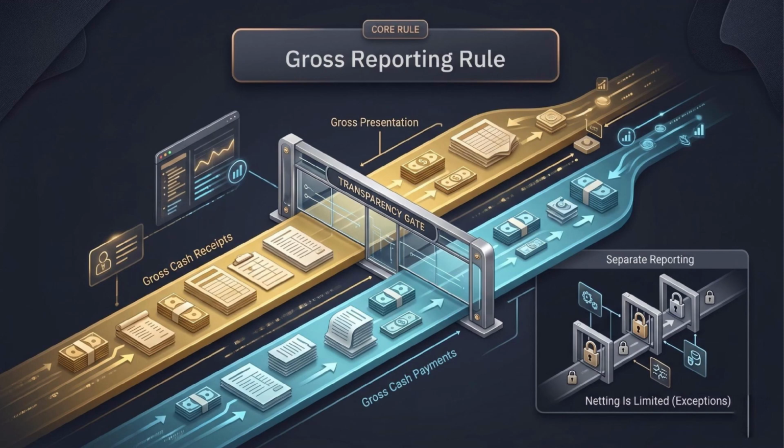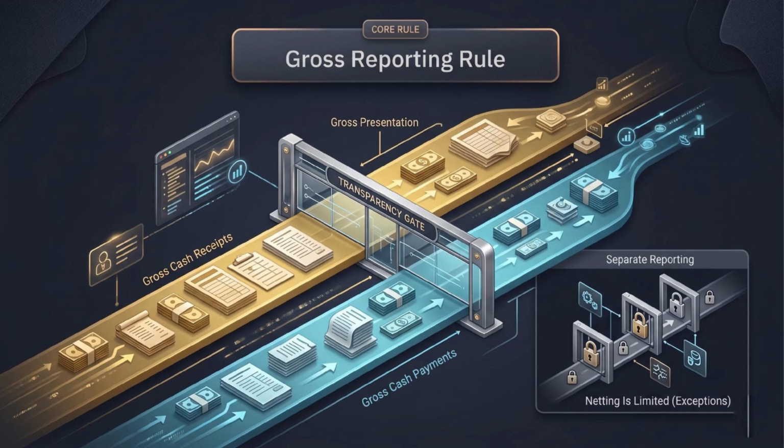Under ASC 230, the starting point is that gross cash receipts and gross cash payments should be reported separately. This matters because a small net number can hide very large activity. For example, if an entity borrows 100 million and repays 98 million, showing only a 2 million net inflow would hide the scale of financing activity. Users, lenders, analysts, and auditors need to see the true cash movement, not just the final leftover number. So the memory rule is simple: gross in, gross out, separately presented.